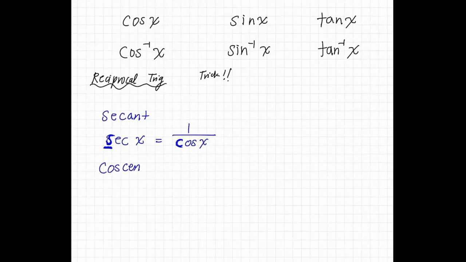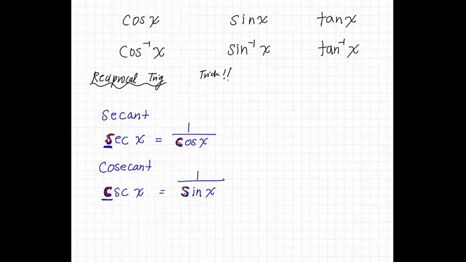Oops, I don't think that's how you spell cosecant. Cosecant is CSC. That's the function notation for cosecant. Cosecant starts with S. And guess what? Cosecant starts with C, and it's a reciprocal of a sine function. So hopefully you see the pattern here. Secant starts with S, and it's a reciprocal of a cosine. Cosecant starts with C, and it's a reciprocal of sine function.